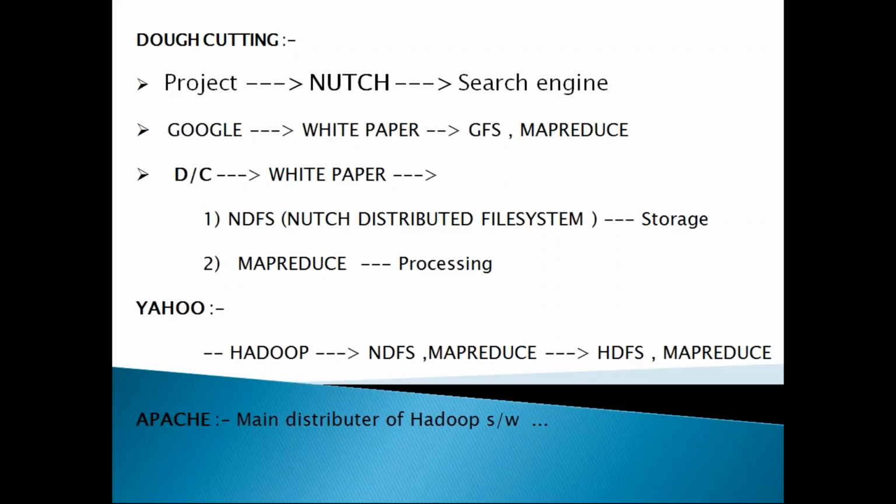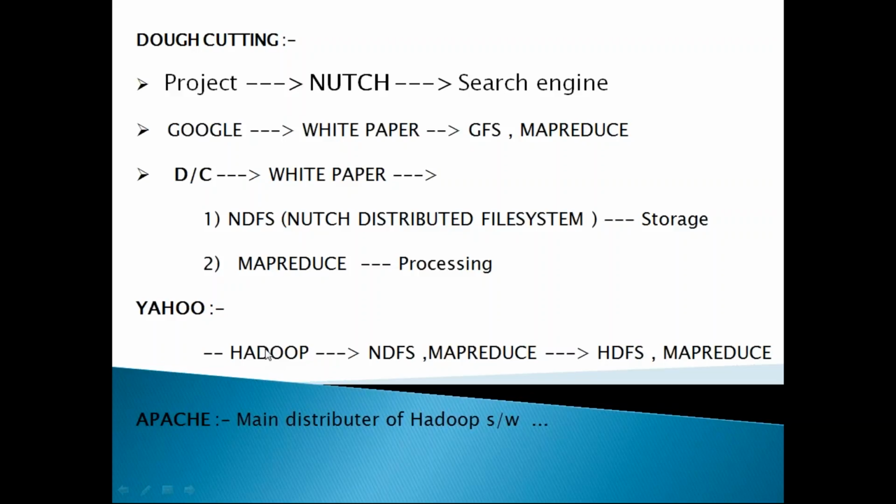So this was a small history of how Hadoop came into the picture. When we install Hadoop, we get two important components, HDFS and MapReduce. HDFS plus MapReduce is equal to Hadoop. Remember that.